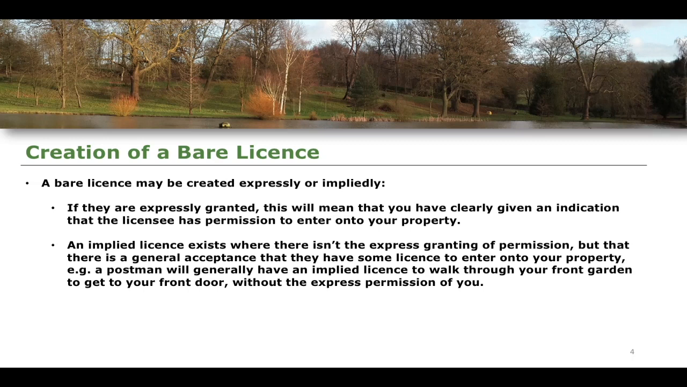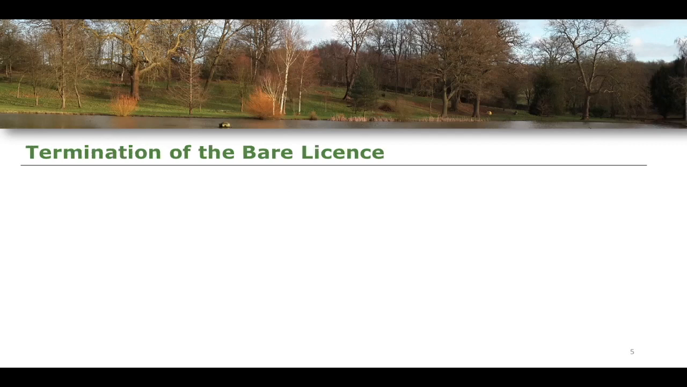You don't give a postman or a postwoman express permission to enter your property every single time they wish to deliver a letter to you. But if you have a front garden, they will have an implied license to enter onto the property in order to give you the mail, the post that is delivered to you. So that's what the creation of a bare license requires.